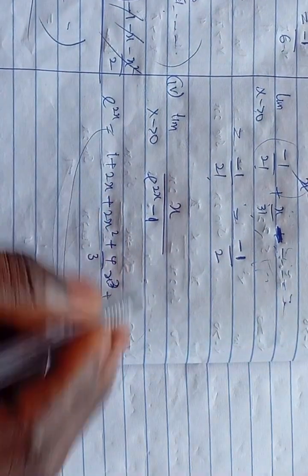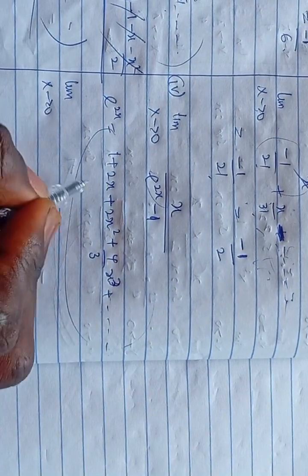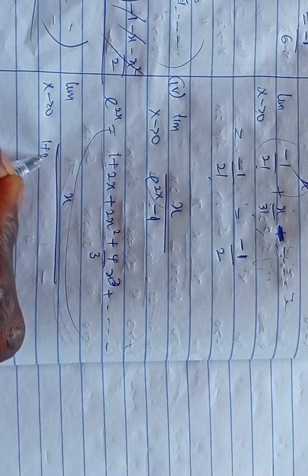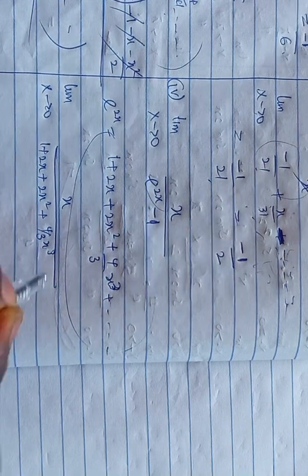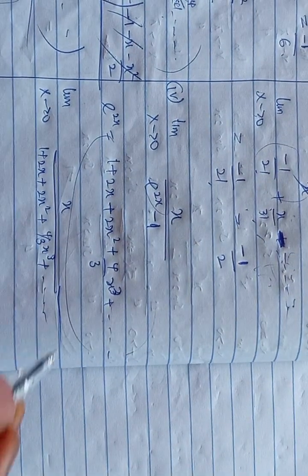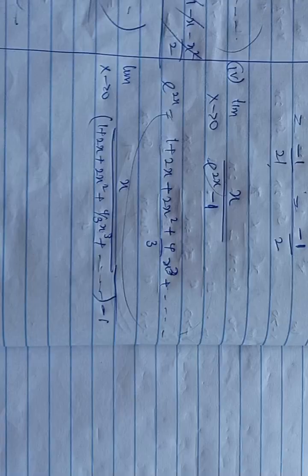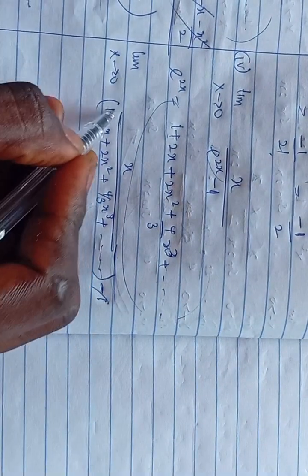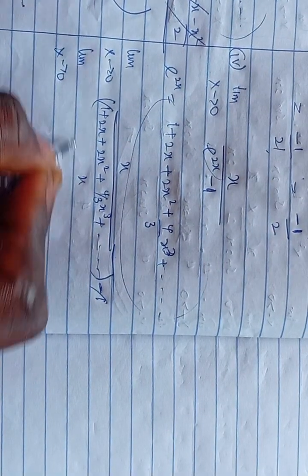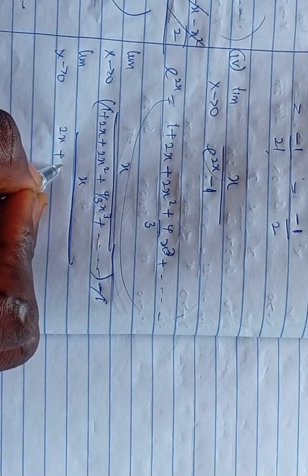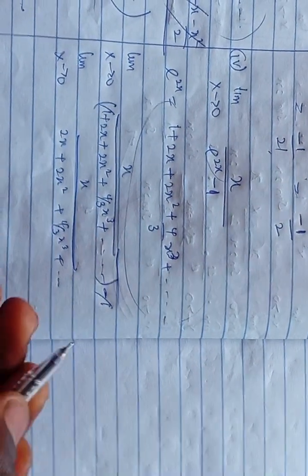So you have to replace it here. So we have that the limit as x tends to 0 of x over 1 plus 2x plus 2x squared plus 4 over 3 x raised to power 3, and it goes on like that. You get what I'm saying? Minus 1. So you should know that this one we cancel this one. So we have the limit as x tends to 0 of x over 2x plus 2x squared plus 4 over 3 x cubed plus it goes on like that.